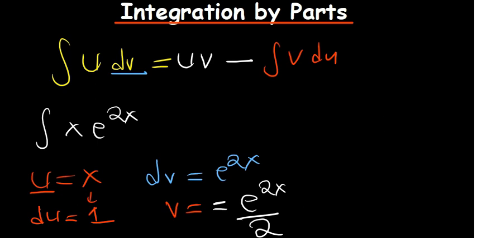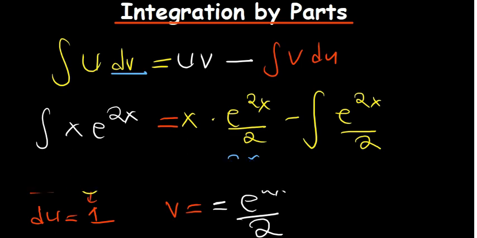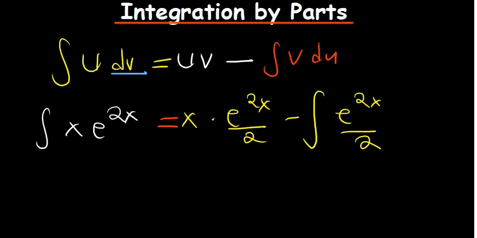Okay, so at this stage now we are ready to substitute into the equation. So therefore our integral is going to be, our u is x, our v is e to the power 2x over 2, minus the integral of v. So our v is what? Again exponential, e to the power 2x over 2, and then our du is just the 1. So we can finish it up.